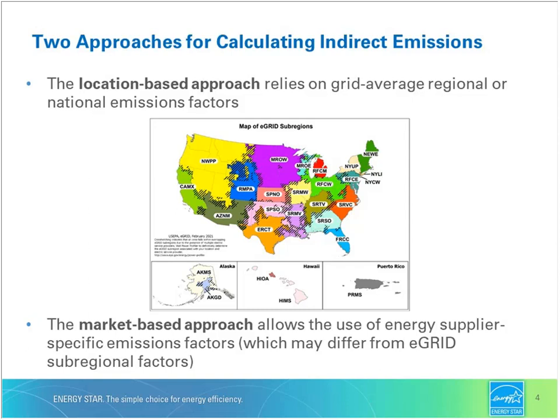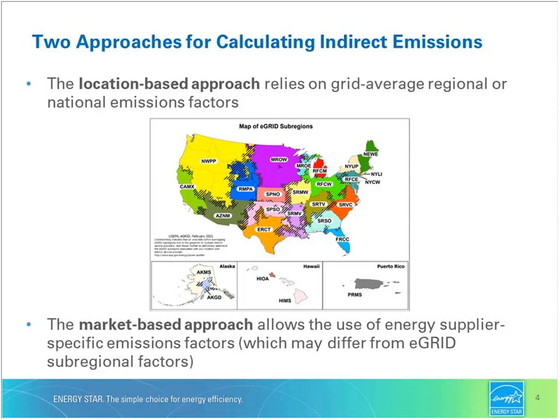There is also a method called the market-based approach, and this allows users to use energy supplier-specific emissions factors. This approach allows users to consider power purchase agreements or other contractual arrangements where an organization that owns buildings buys power from suppliers. That could be fossil fuels, that could be renewables. But the idea is if there is a contractually delineated emissions rate that goes with the energy you are purchasing, that is something that would be recognized through the market-based approach to indirect emissions calculations.